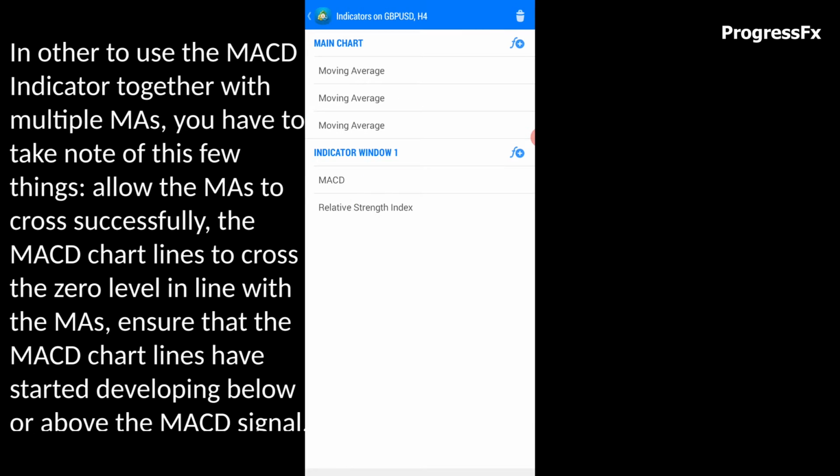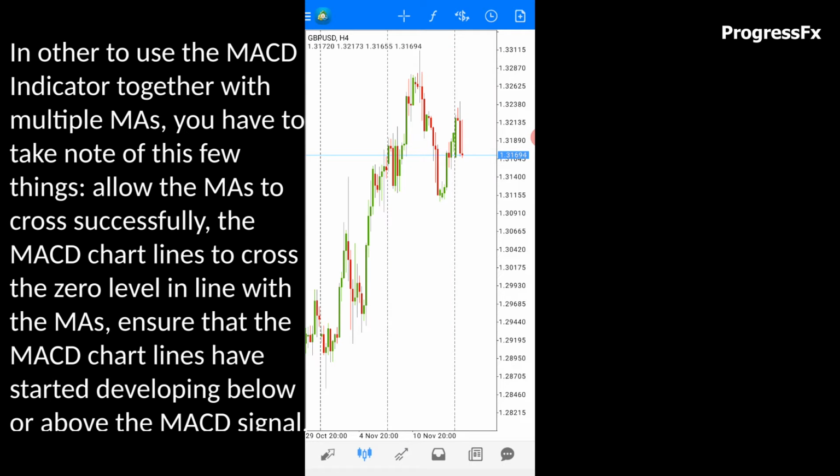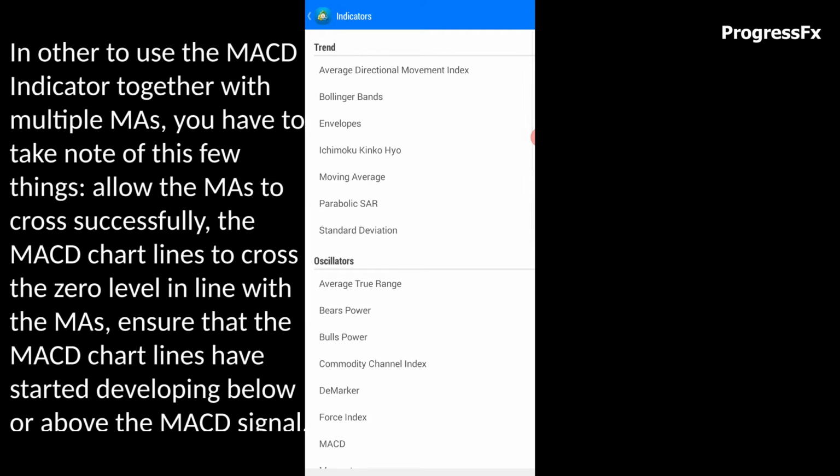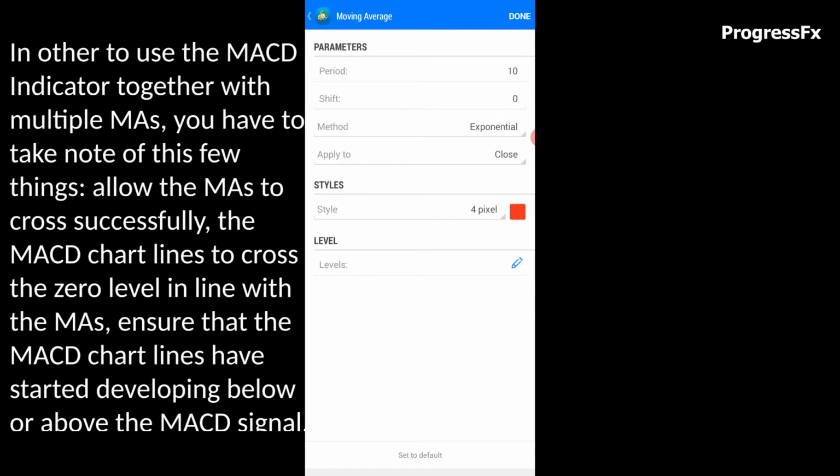Let's go to F key, select here, you select delete and select all of them, then delete. This is normal chart. So here, go back to F key. Let's first of all add the moving averages. So the first moving average is 10 moving average. You set the period to 10. Then a method to exponential, apply close and select the color of your choice.